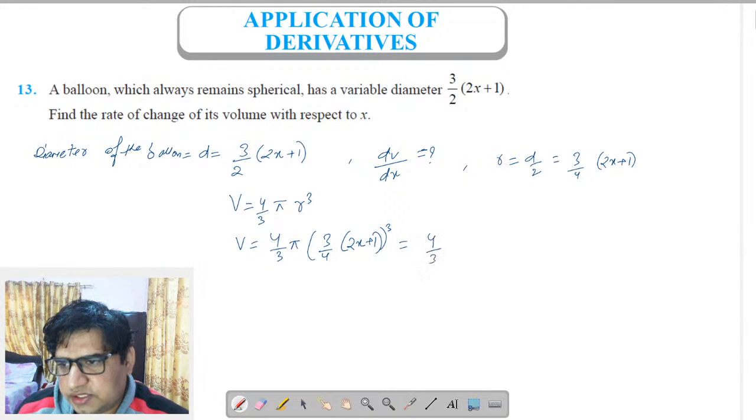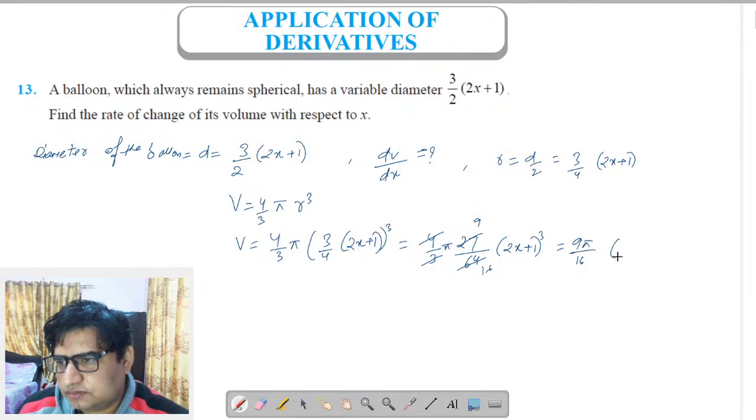Okay, which we can simplify further. So that will be 4/3 pi into 3 cube, which is 27, upon 64, and this will be (2x + 1) cube. Okay, and this will get cancelled out, so 9 pi by 16, and with that we have (2x + 1) cube. So guys, next we will try to differentiate.